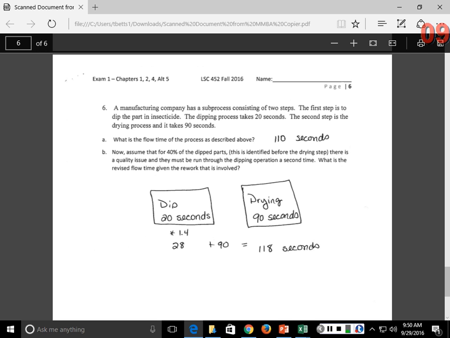Now assume that 40% of the dipped parts are identified before the drying step as having a quality issue, and they must be run through the dipping operation a second time. So what's our revised flow time? I take 20 times 1.4, or 140%, to give me a 28-second revised activity time for the dipping process, and add it to the 90 seconds for 118 seconds. Okay? All right.